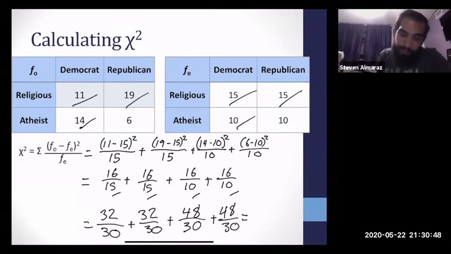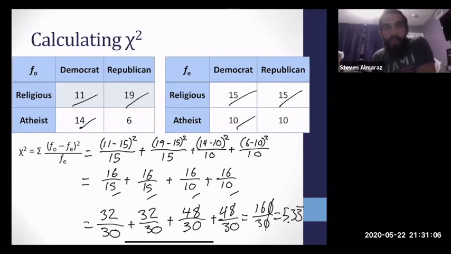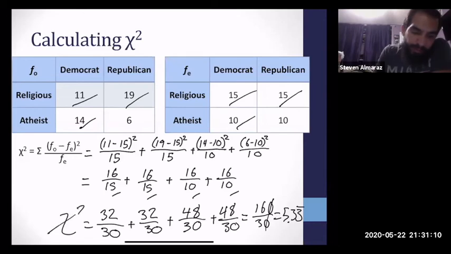3 plus 3 plus 4 is 10, so that's 100, plus 40. 2 plus 8 is 10, 2 plus 8 is 10, so 160 over 30. Zeros cancel, 16 over 3 is 5.33. Okay, so we get our chi-squared value of 5.333.